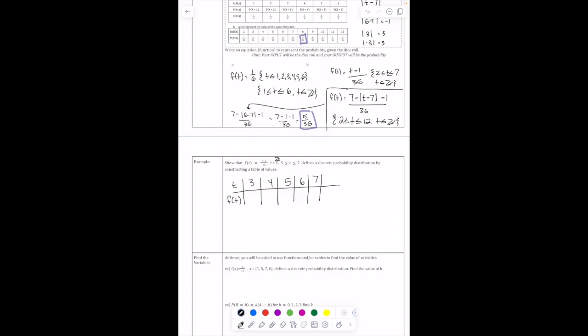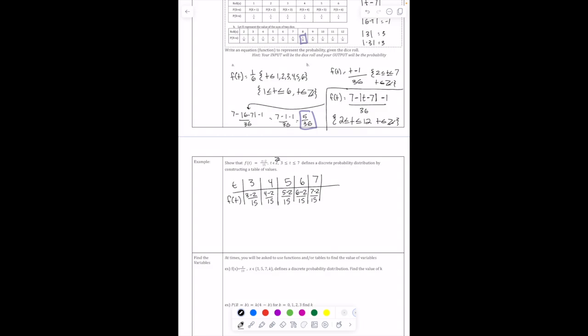So the way we get our probabilities is we input our different outcomes. So x minus 2 over 15, 3 minus 2 over 15, 4 minus 2 over 15, 5 minus 2 over 15, 6 minus 2 over 15, and 7 minus 2 over 15. All right.